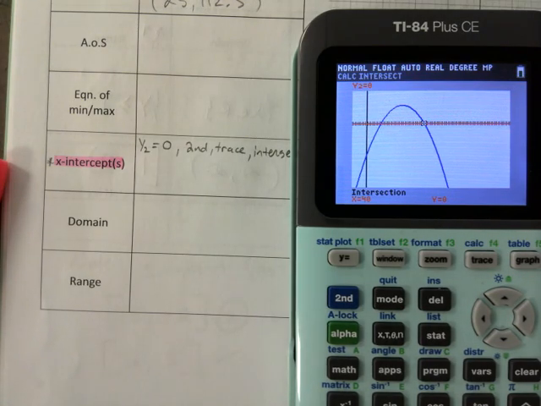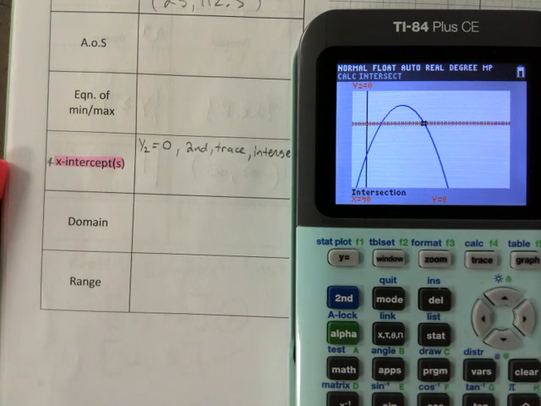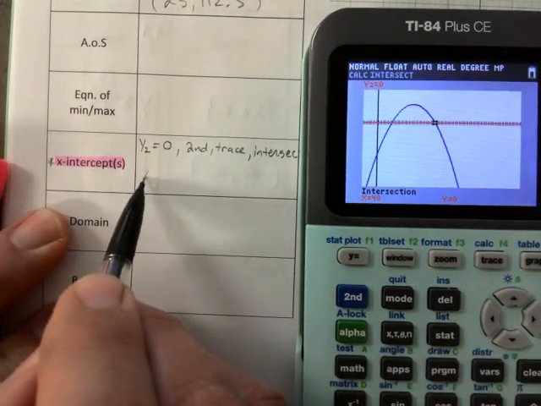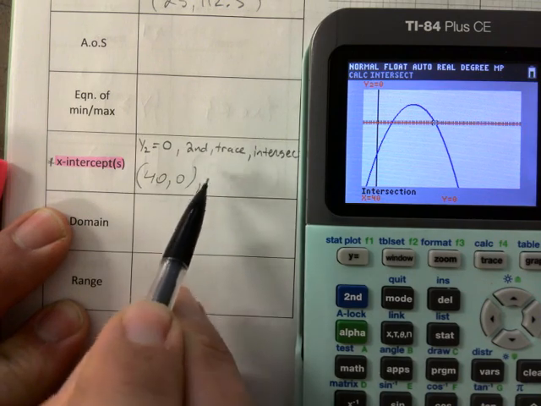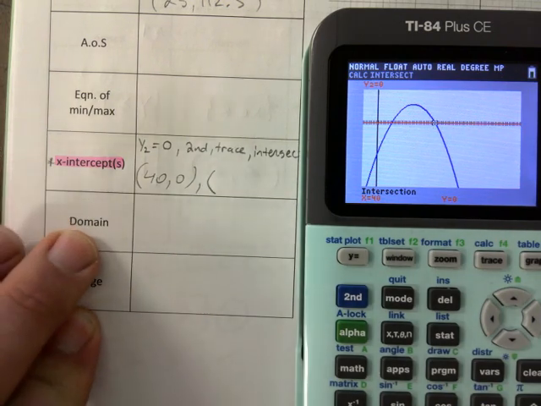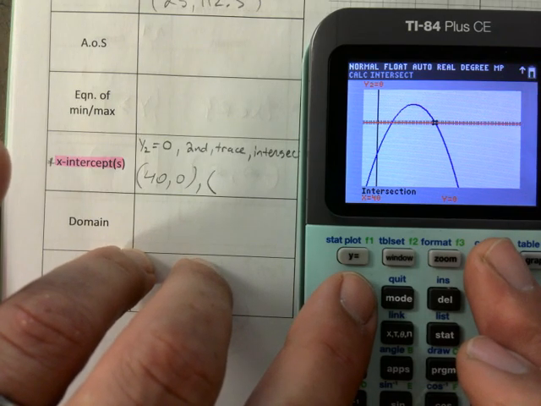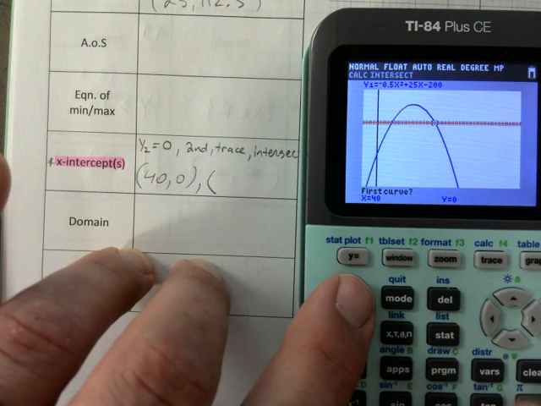And there it is, the intersection. Once it says intersection at the bottom of your screen, that's what it is. 40, 0 is our first x-intercept. 40, 0. And then comma, the next one. You got to repeat the process. Second, trace, intersect. So I'm going to press 5.